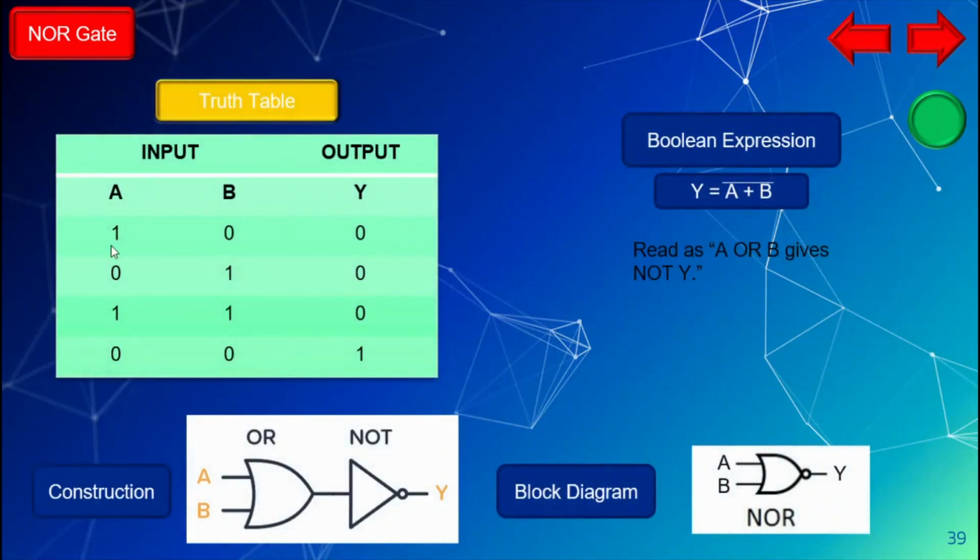Here is the NOR truth table. Did you get it right? Its Boolean expression is read as A or B gives not Y. The NOR gate is the combination of OR and NOT gate. Thus, its block symbol is an OR gate with inversion bubble.